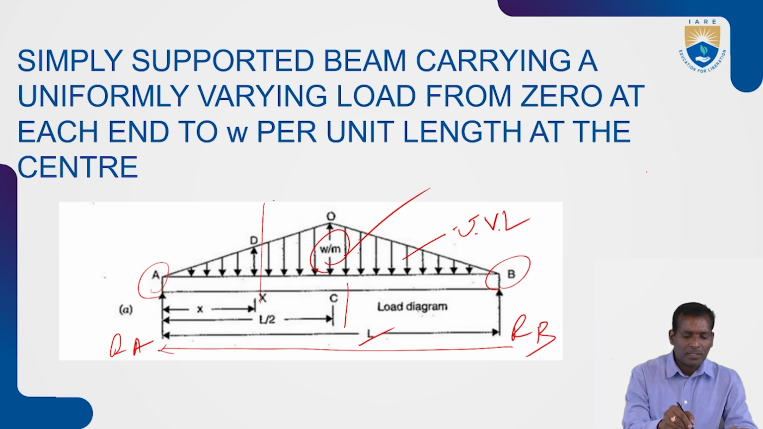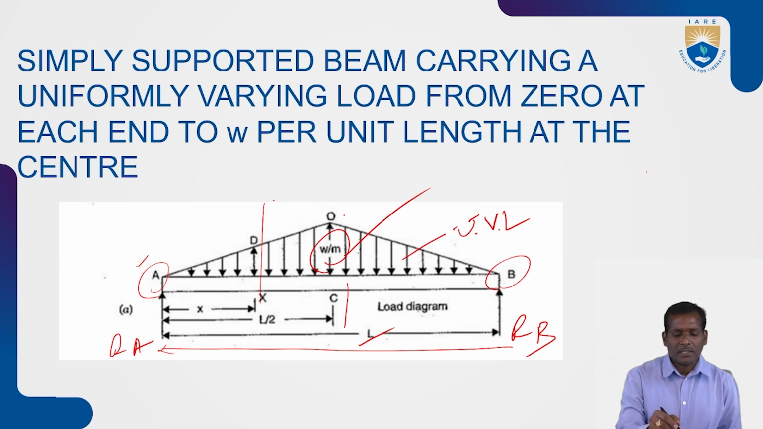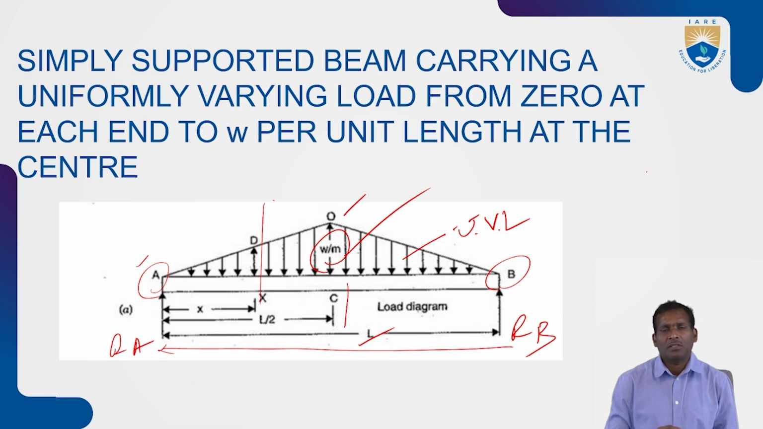That section is at a distance X from the end point A, and this point is noted as D. At the center, the maximum height of the load is W, that is CO. So this is the given load diagram. For this load diagram, you have to draw the shear force and bending moment diagrams.